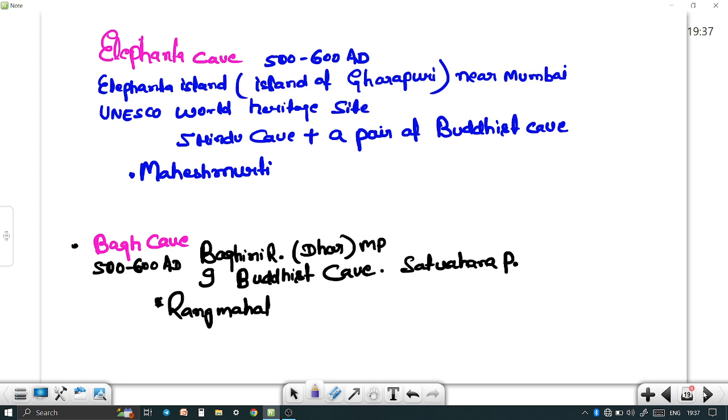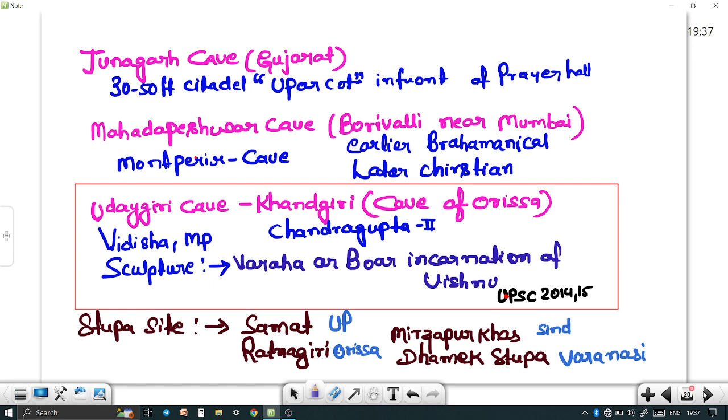Now come to the next cave, that is Junagadh Cave, which is located in Gujarat. And its unique feature is the presence of its 30 to 50 feet high citadel, which is known as Upper Kot, in front of the prayer hall. So this is the speciality of Junagadh.